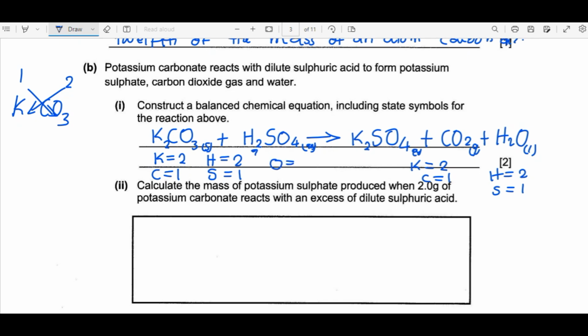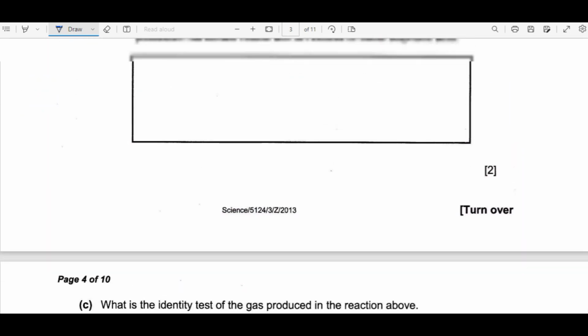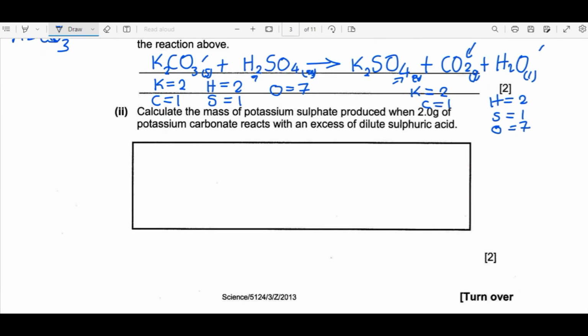So oxygen, we have 3 atoms of oxygen in potassium carbonate plus 4 atoms of oxygen in sulfuric acid, which in total will give us 7. Now out of here, there is 4 from potassium sulfate plus 2 from carbon dioxide, giving us 6, plus 1 from water, 7. So this equation is balanced. So this is a balanced chemical equation. Now we move on to Roman number 2.